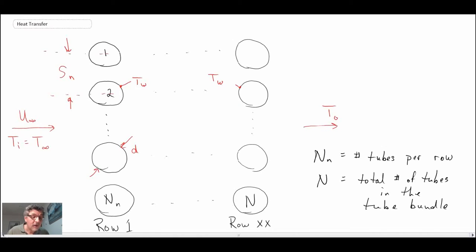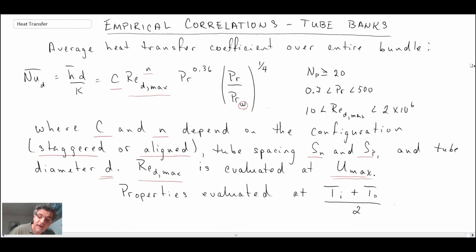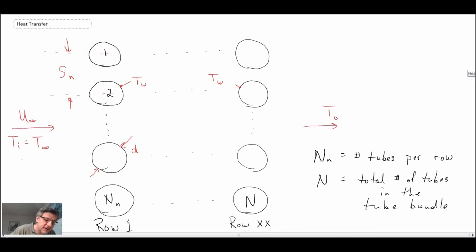Okay, so if you recall from the previous slide, what we said is that we want to evaluate the properties at this temperature, Ti plus T outer divided by 2. Well, usually you're going to know the temperature coming in, but quite often you're not going to know the temperature of the fluid leaving the tube bundle. And consequently, we need to go through an iterative process. So solving problems with tube bundles can be a little bit on the laborious side because you have to go through a couple of iterations.